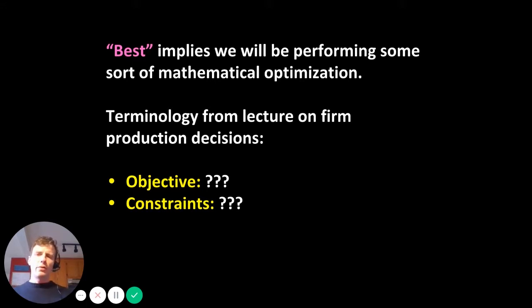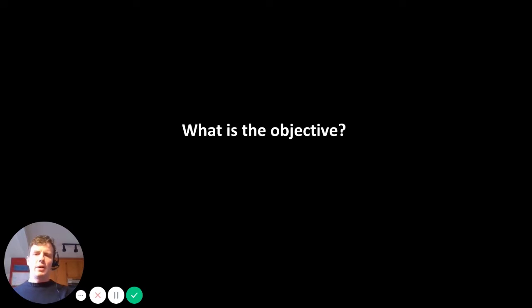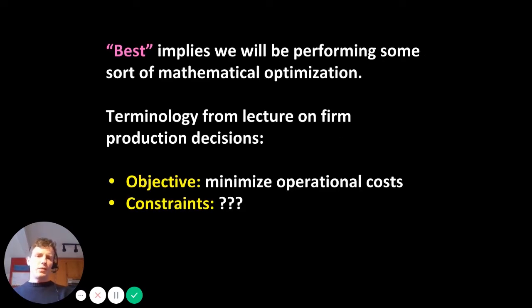And so if you recall some of the terminology we used from the lecture on firm production decisions, we have two different aspects of this problem: the objective and constraints. The objective is what our goal is, and the constraints are the rules that we have to follow in meeting that goal. So what's the objective in this case? Well, it's to minimize operational costs. We want to find the way that we can schedule generation at all our different power plants that results in the lowest possible cost.